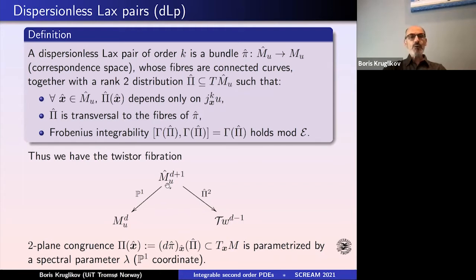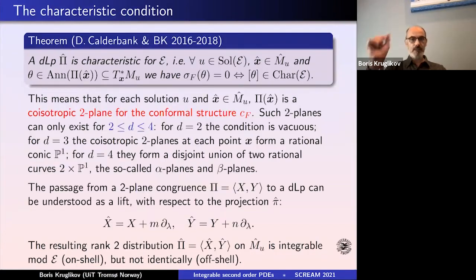Okay, if you push forward this rank two distribution here, we'll get something in here, but it will not be a distribution, right? So at every point there will be a one parametric family of two planes. So that's called a two plane congruence. And the parameter which parameterizes this is the coordinate on the fiber here. It's called the spectral parameter in integrable systems.